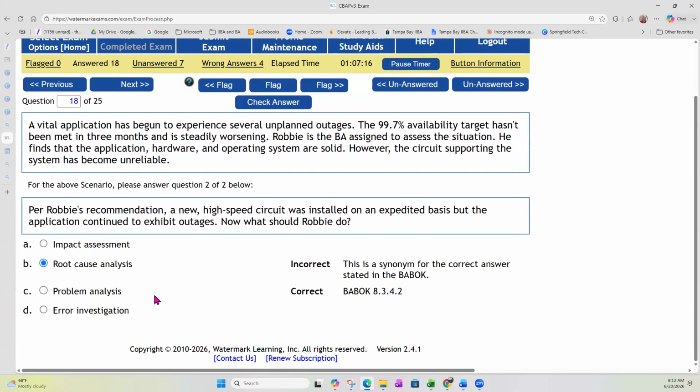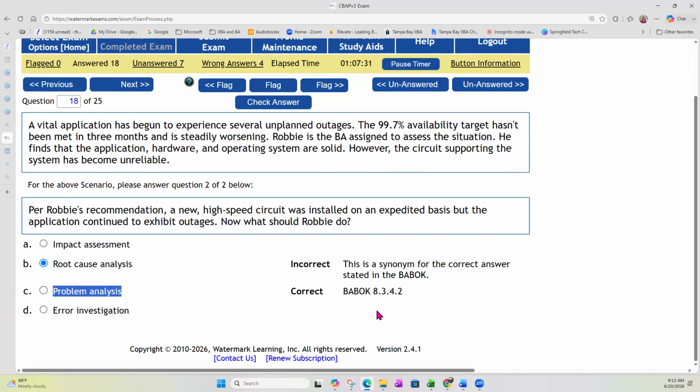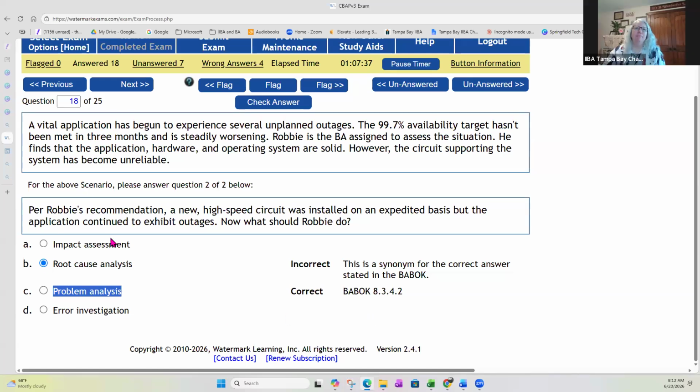So if it continues to have a problem, they want you to call it a problem analysis. This is a synonym, but the correct answer is called problem analysis in the BABOK. Okay, you got it.